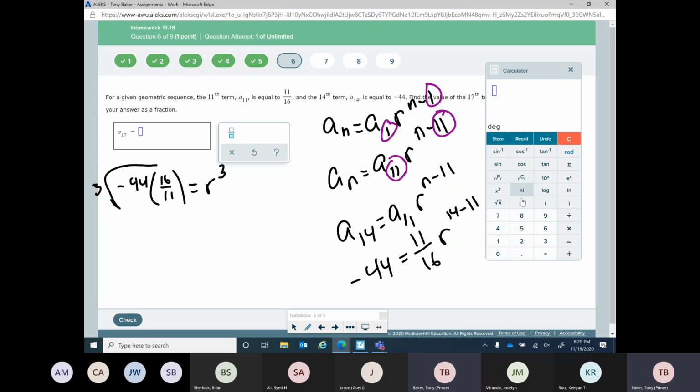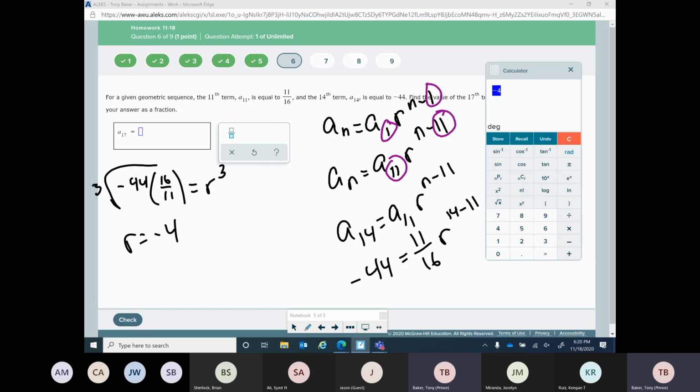So we're going to do the third root, which I can't do, so I will use the 1/3 power. And then we're going to raise that to the 1/3 power. And we get negative 4. So my r in this case is negative 4.